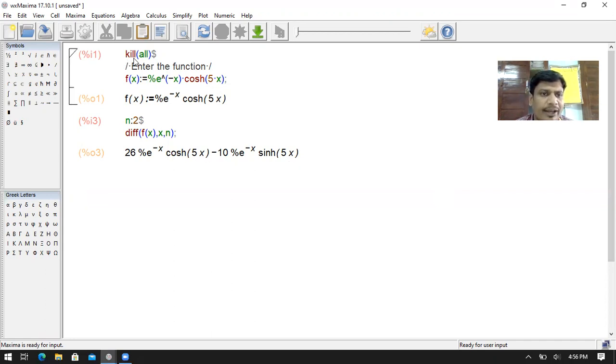Here once again, that is the header file kill all. After that, enter the function f of x, that is the given function e to the power of minus x into cos hyperbolic of 5x. After that you press shift enter. Then the value of n: suppose we take n equal to 3, meaning 3 times differentiate. That answer is 140 e to the power of minus x sin hyperbolic of 5x minus 76 e to the power of minus x cos hyperbolic of 5x. That is n equal to 3. Okay.